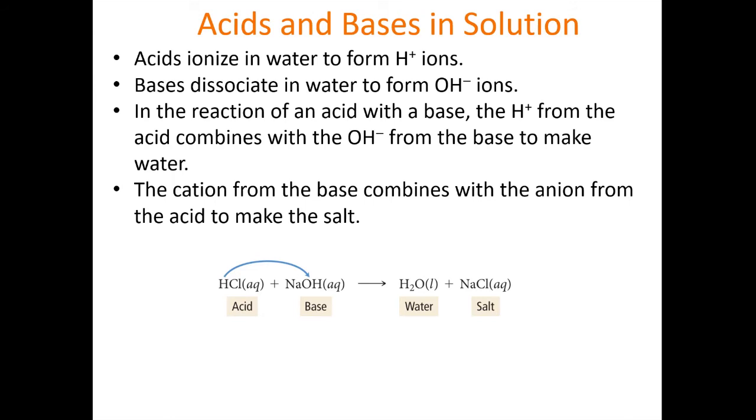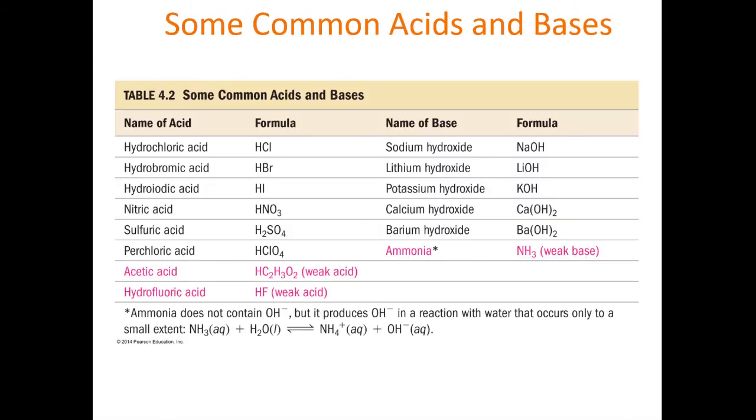Now the cation from the base combines with the anion from the acid to make the salt. It's kind of like what we studied in class, a double replacement or double displacement reaction. Essentially, in this case, for example, when HCl reacts with NaOH, it's as if the hydrogen and the sodium switch places. The sodium ends up with the chloride ions to form a salt solution, and the hydrogen ion reacts with the hydroxide ion to form water.